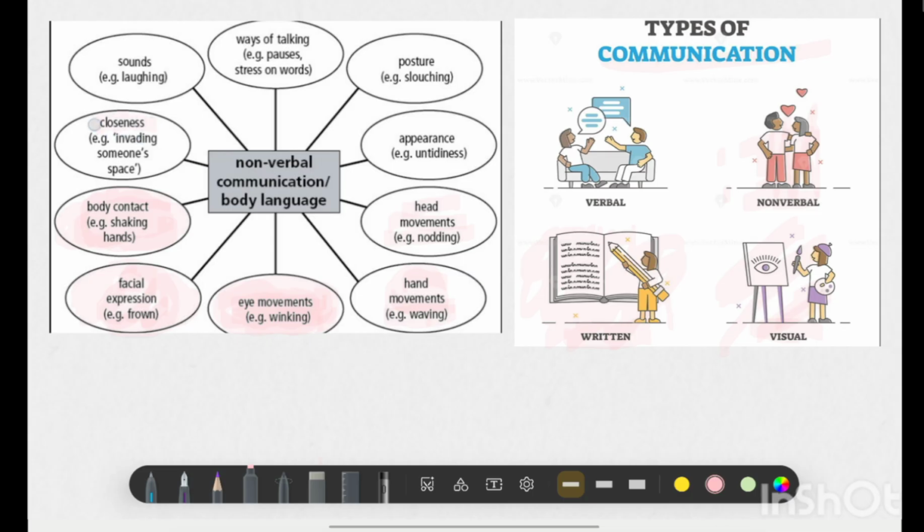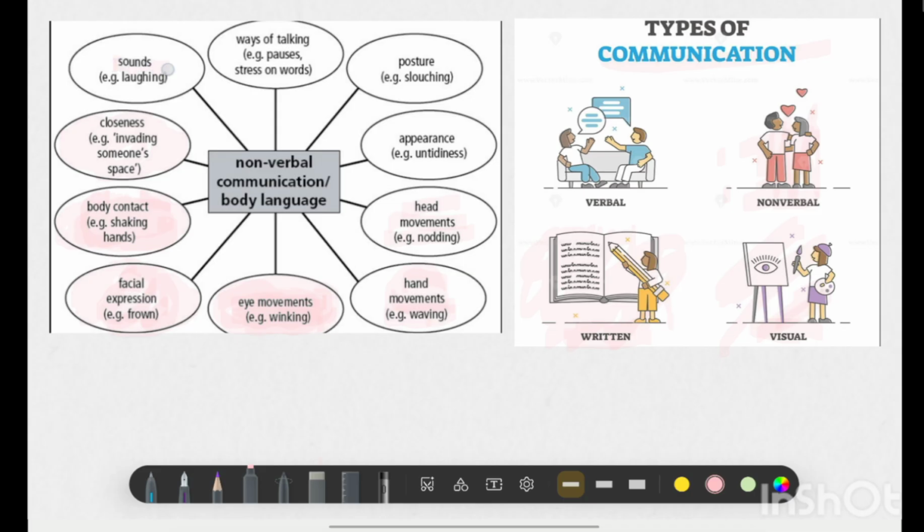Okay, so closeness. You don't have to invade someone's privacy. Basically, invading is like, if someone is in their personal zone and you're trying to peek inside to see what is happening, that is called invading. You're keeping an eye on someone's personal space, you're not letting them live freely. If you are changing clothes and someone just enters, that is called invading. Okay, just as an example.